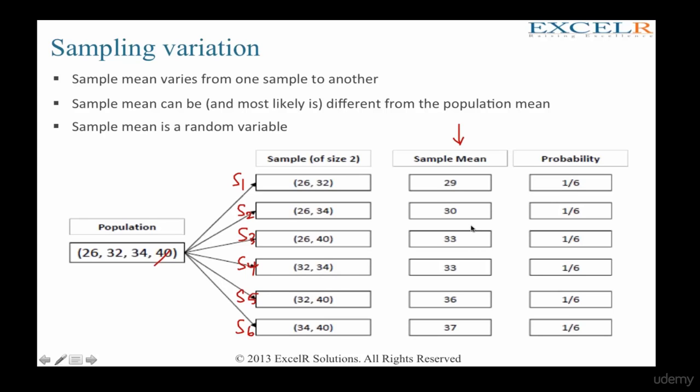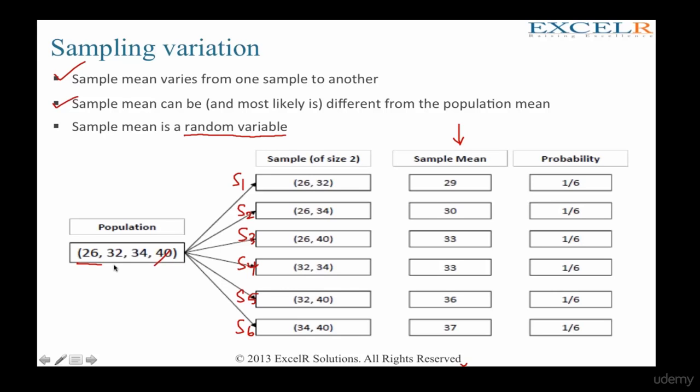Right? And if I calculate the sample mean, the average of each sample, the sample mean varies from one sample to another. If you see here, the sample mean varies. That is the first property. I'm trying to get to this random variable. So the values vary. It is called a variable.